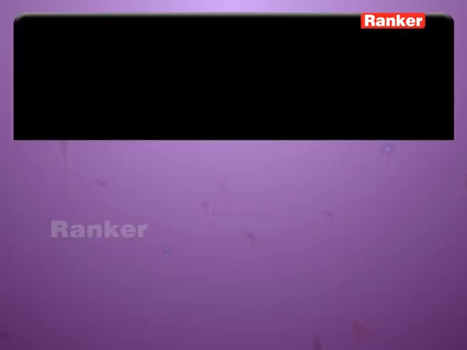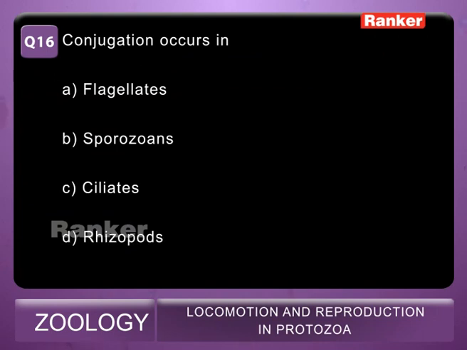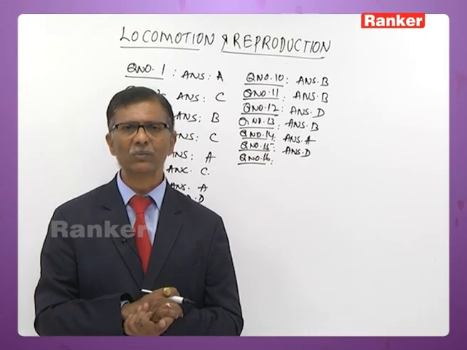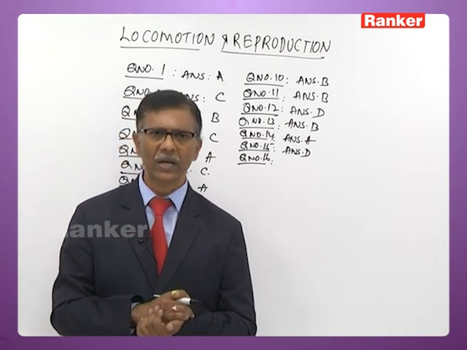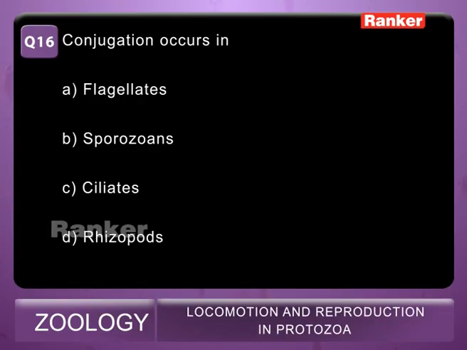Now question number 16, conjugation occurs in. Conjugation is union of two organisms, temporary union of two organisms, which are senescent in nature for the exchange of the nuclear material. Options here given are A. flagellates, B. sporozoans, C. ciliates, D. rhizopods. Usually ciliates reproduce by conjugation to overcome senescence and to get rejuvenated themselves. So for question number 16, correct answer is C.